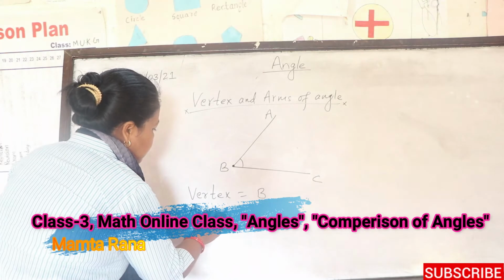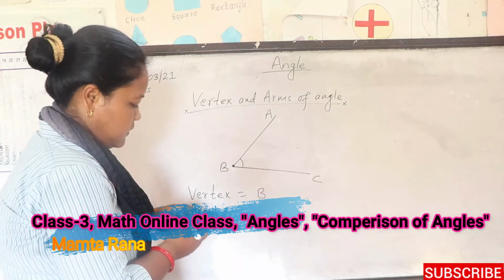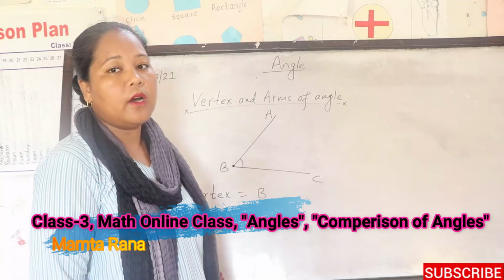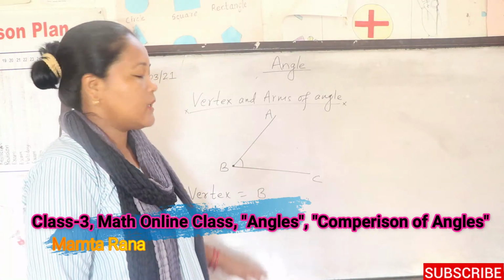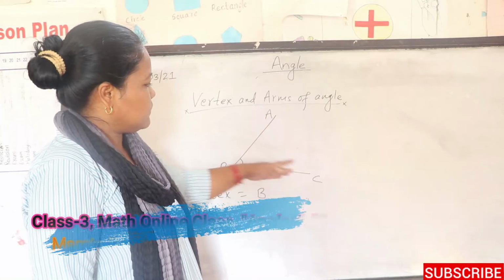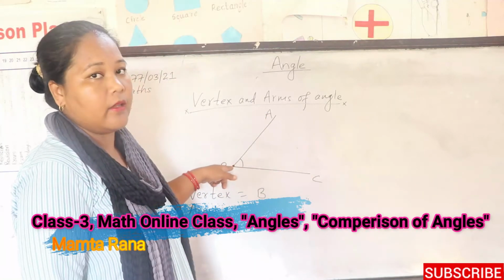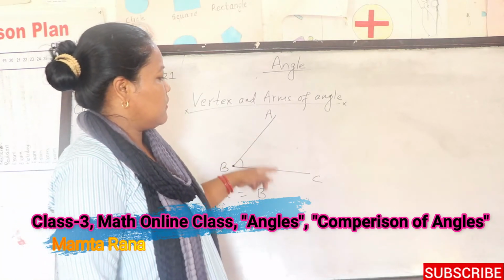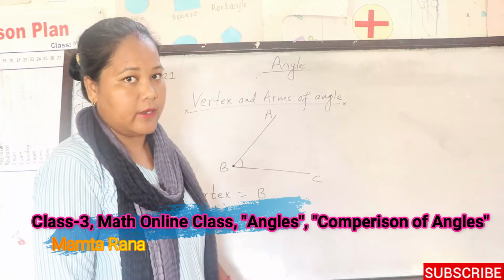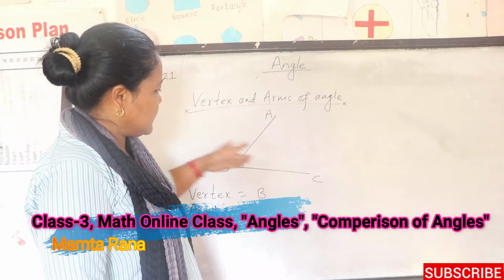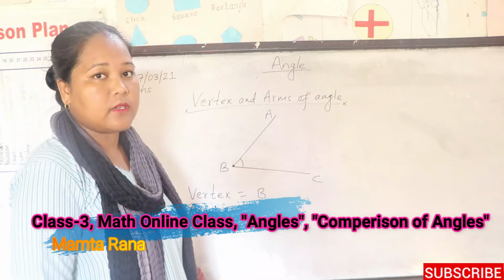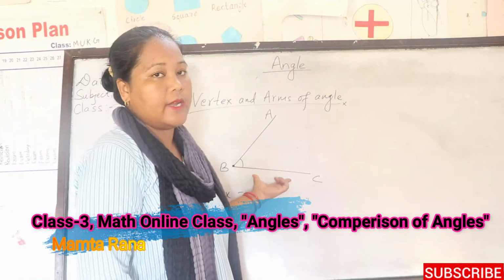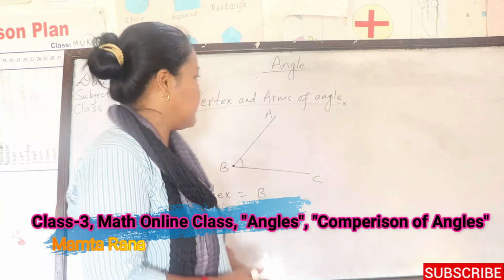Arms mean the line segments which need to form an angle. Without these two line segments, we can't form the angles. So these two line segments are called the arms of the angle. So the AB line and this BC line segment are the arms of the angle.